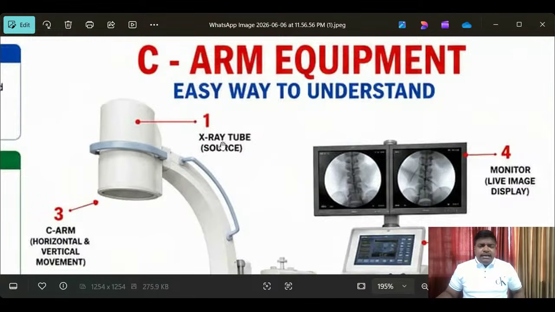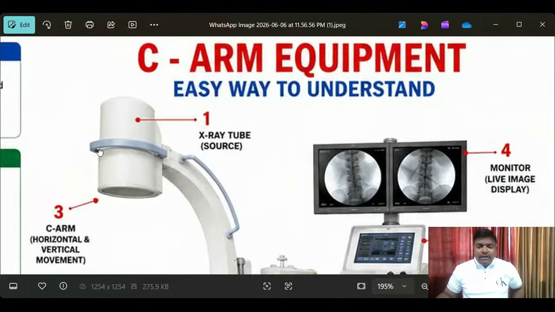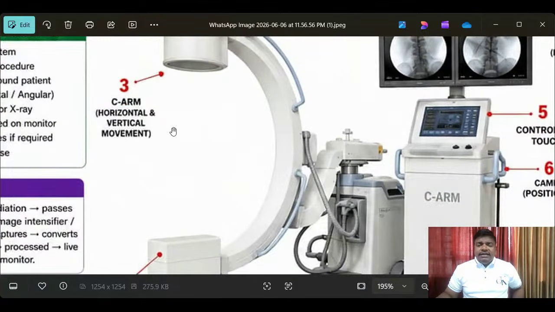First one is, see here, any C-arm if you take, all these things are basic and common, but the manufacturer is different, the company is different, and some features will be different. But here the monitor is there. See, monitor here, and these are all common. Next point is, see here, C-arm horizontal and vertical movement. Understand? This is the C-arm horizontal and vertical movement.